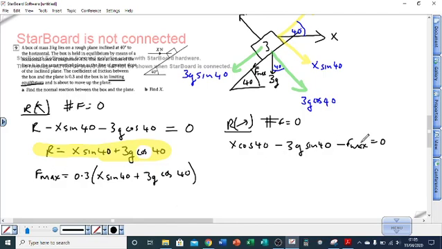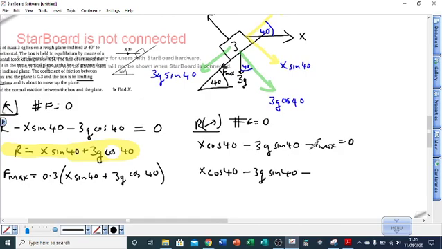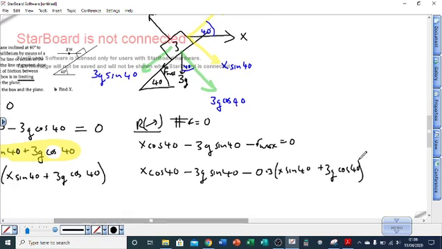That F max is going to go replacing that. So I end up with X cos 40 minus 3g sin 40 minus F max. Well, that happens to be all of this, which is 0.3 brackets X sin 40 plus 3g cos 40. And we know all of that equals 0.